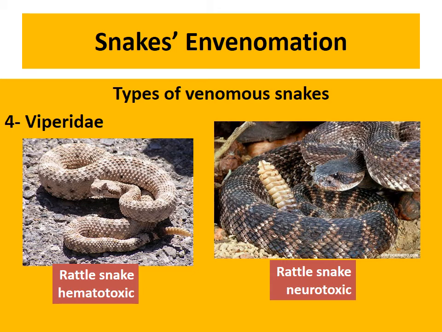The rattlesnake is not endemic in Egypt or Malaysia; it's mainly endemic in the United States, and it has an organ at the end of its tail called the rattle, by which it produces a ringing sound. It means that the snake is ready to attack the victim. And as we can see, we have a hemotoxic rattlesnake and a neurotoxic rattlesnake. But mainly the snakes belonging to this family produce a hemotoxic effect.